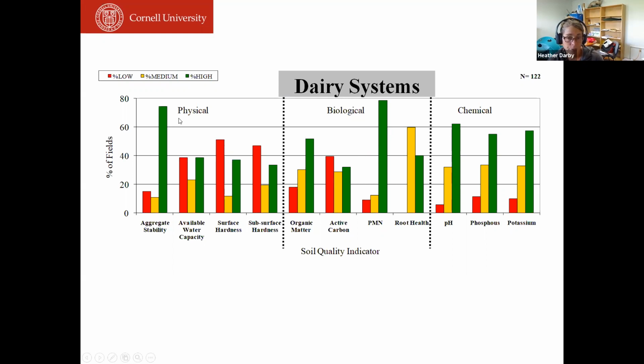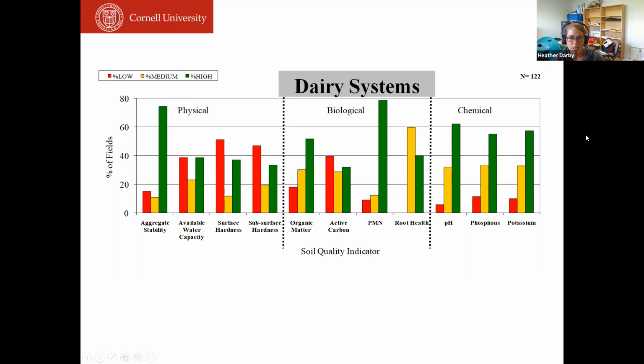And then if you go over to the physical properties, you can see this is actually where dairy systems seem to have the most constraints. And that probably makes sense to folks if you think about equipment used, probably primarily to spread manure, impacting the overall, maybe, physical properties of the soil. You can see that the aggregate stability on dairy farms was really high for the most part.